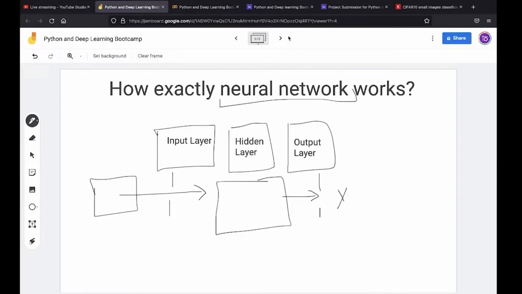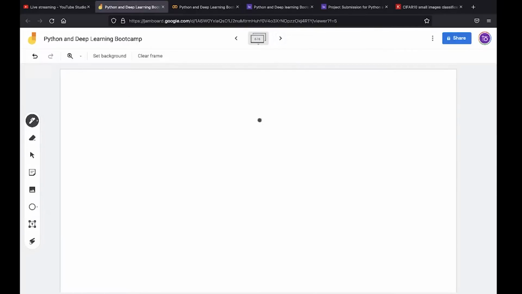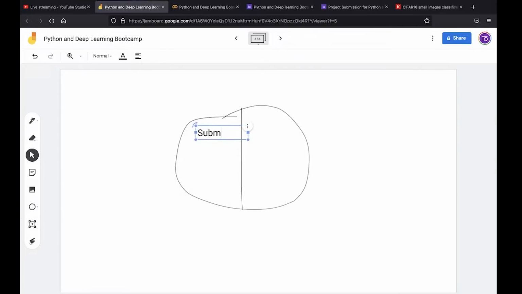Let's talk about the neurons, how exactly a neuron works. So let's suppose this is a neuron. The neuron is divided into two parts. The left part is known as the summation part, and the right part is known as the function part. So this is the summation part and this is the function part. This summation is going to take a lot of features from the previous layer.